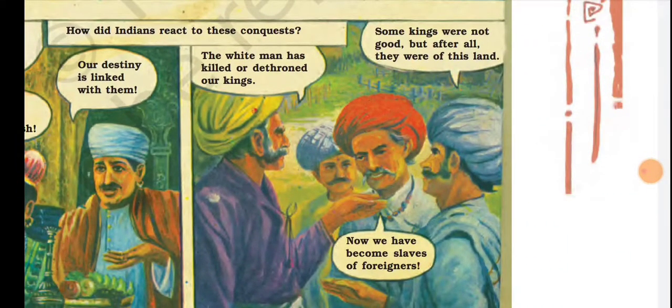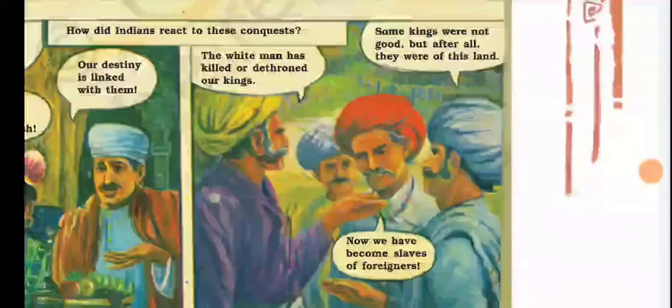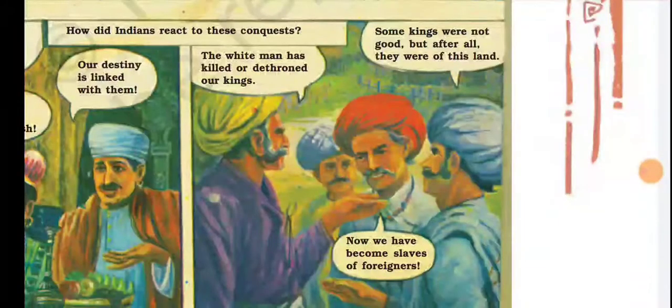"The white man has killed or dethroned our kings. Some kings were not good, but after all they were of this land. Now we have become slaves of foreigners." You can see the different opinions, the opinions of the kings and the opinions of the common men. The common men were dissatisfied with the way the British were trying to control and extend their power. In fact, they said that though some kings were not good, after all they belonged to their own land, but now they would become slaves of the British.